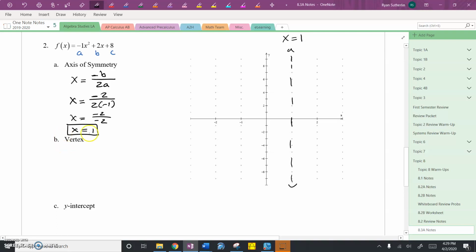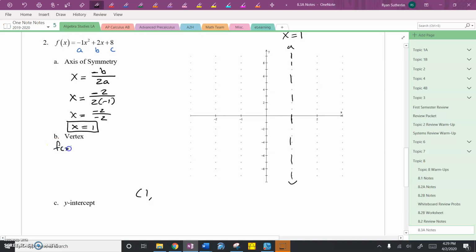All right, for the vertex, we know the x-coordinate of the vertex is at 1. To find the y-coordinate of the vertex, we take our function, and I'm going to plug 1 in for x this time. So that gives me -1 plus 2 plus 8. So f of 1 is equal to 9. So I get the vertex to be at 1, 9.